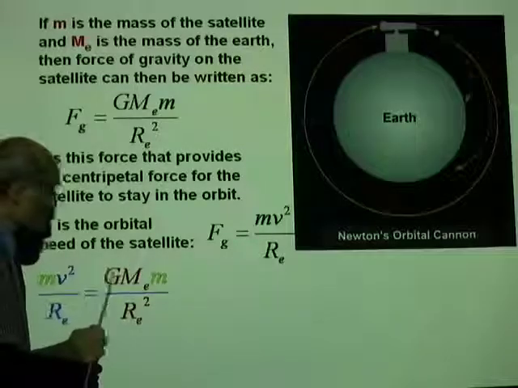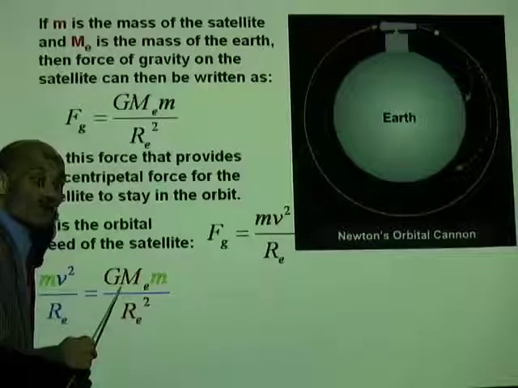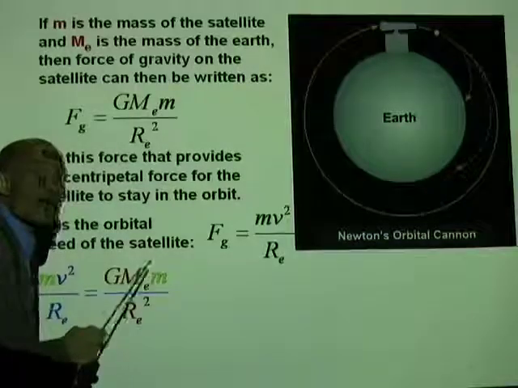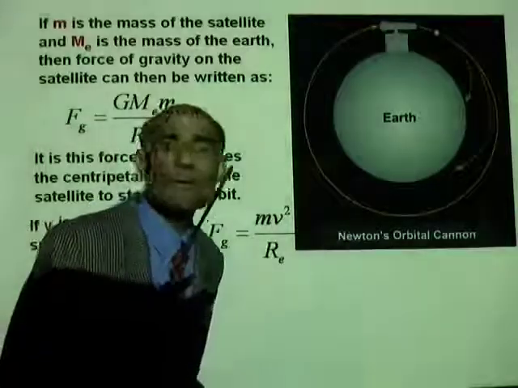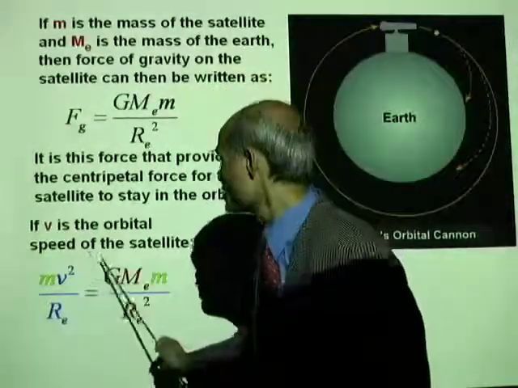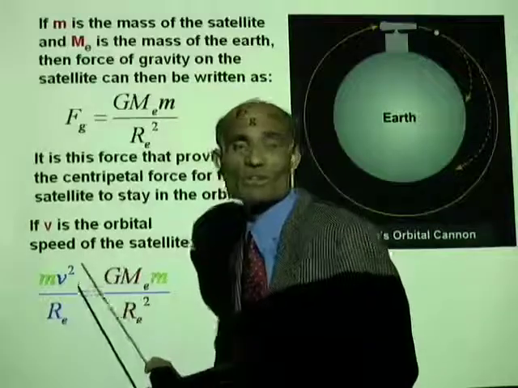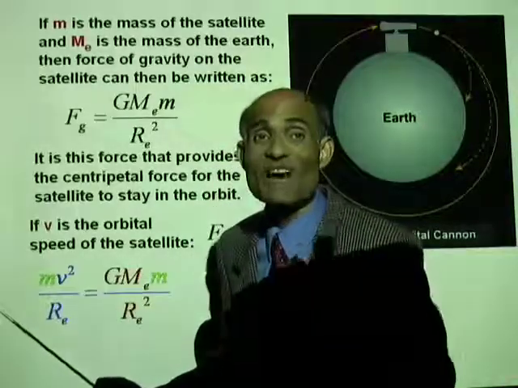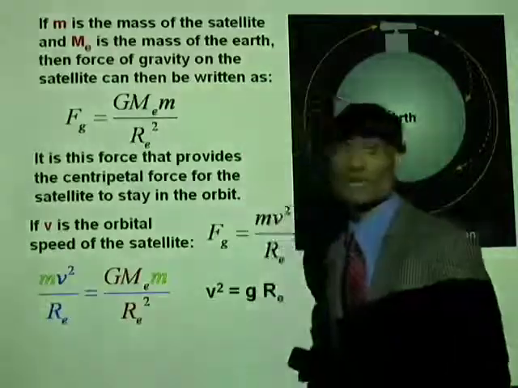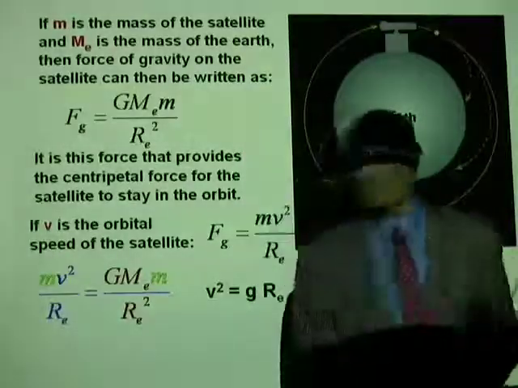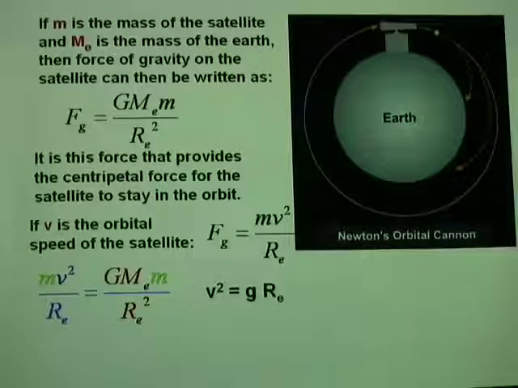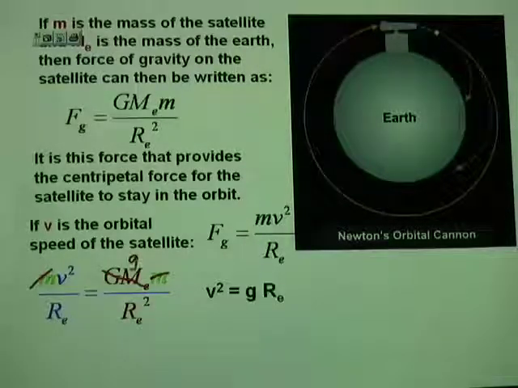And do you remember, I told you I will ask you, we said GME can be replaced by a more familiar quantity. What is GME equal to? It will be small g times RE squared. Let's do that. Watch me do that. I'm going to cancel the m and the m and replace the GME by g RE squared.